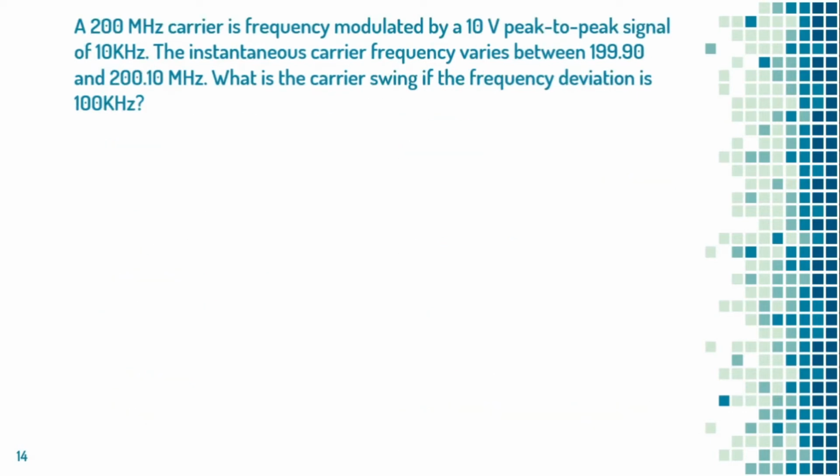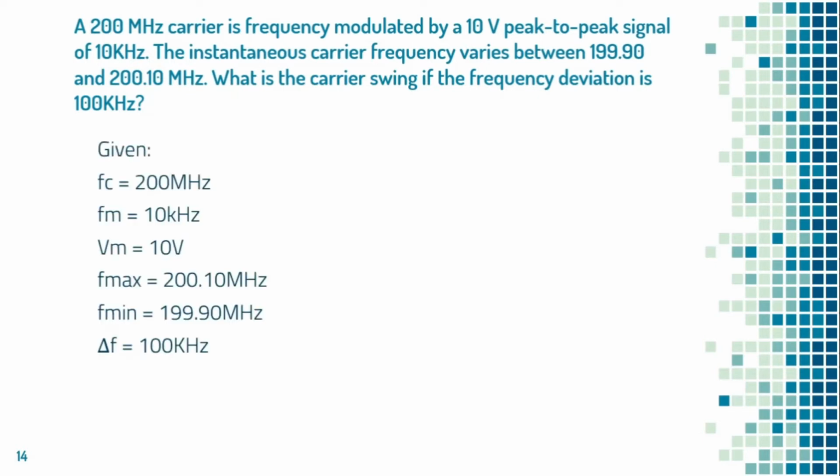Another problem. So, a 200 MHz carrier is frequency modulated by 10 volt peak-to-peak signal of 10 kHz. The instantaneous carrier frequency varies between 199.9 and 200.1 MHz. What is the carrier swing if the frequency deviation is 100 kHz? Carrier swing pala. So, same lang yung given, pero this time, binigay na rin sa atin yung frequency deviation. At ang hinahanap natin is yung carrier swing or yung peak-to-peak frequency deviation.